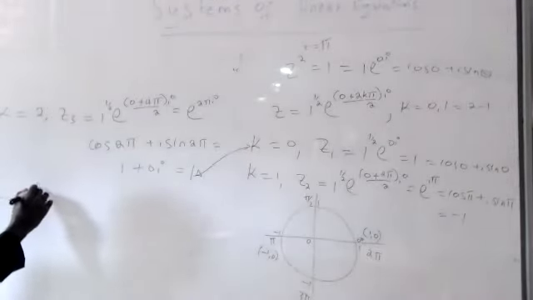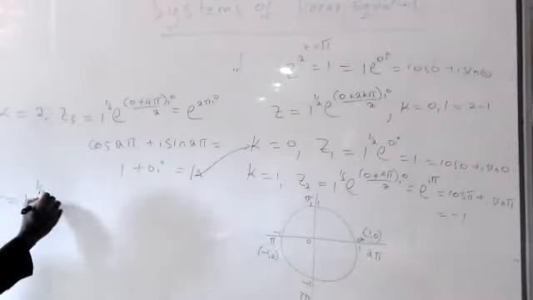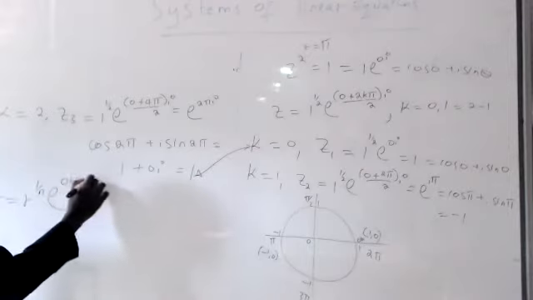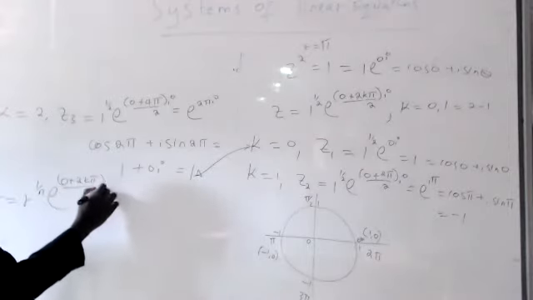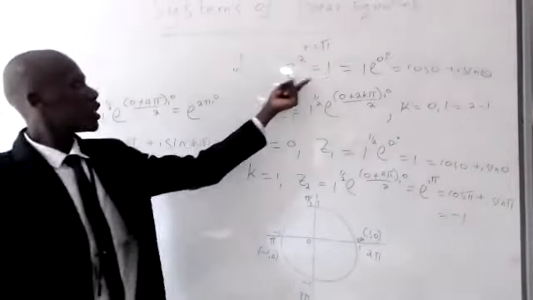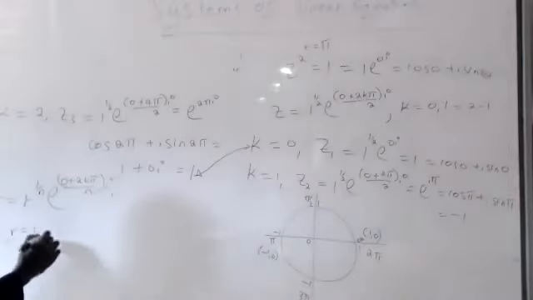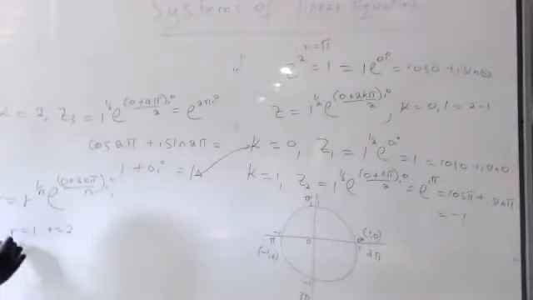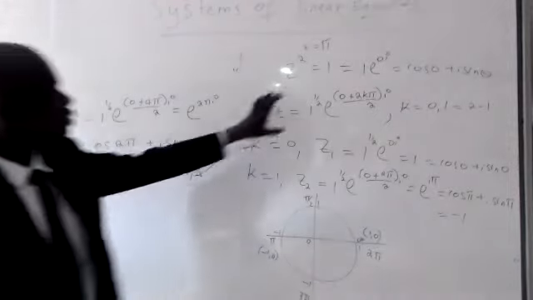Z is R to the power 1 over n, exponent 0 plus 2kπ divided by n times i. So in this case, the absolute value of Z here is 1. So what I'm saying, my R is 1, n is 2. So that means here we'll have Z is, R is 1, so 1 raised to the power 1 divided by 2. That's why I have 1 raised to a half. And then the rest follows.